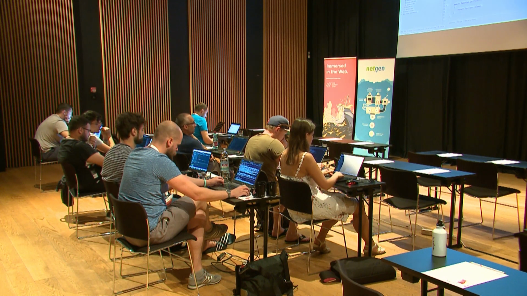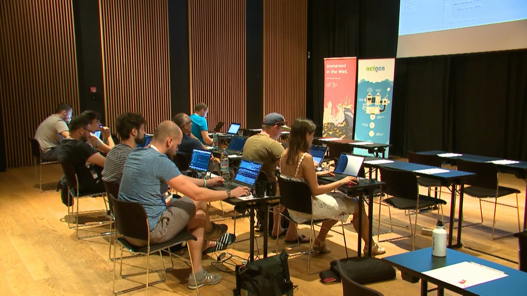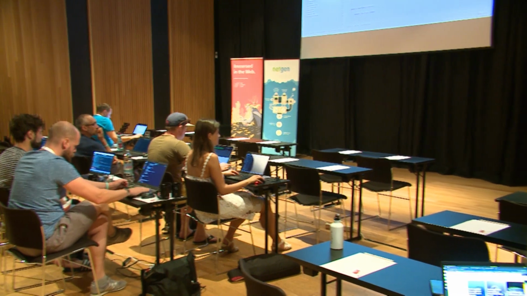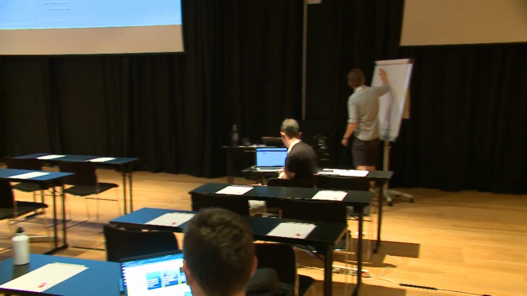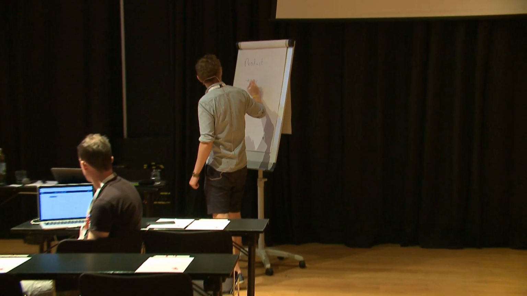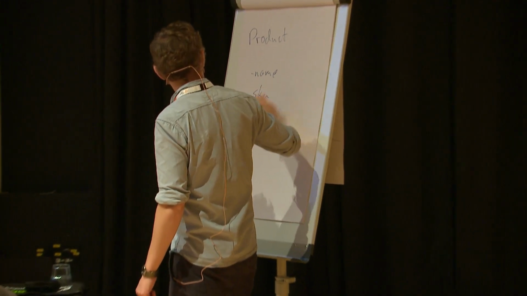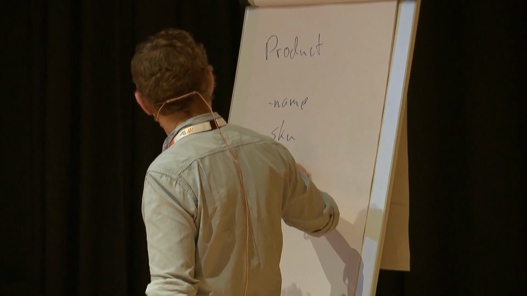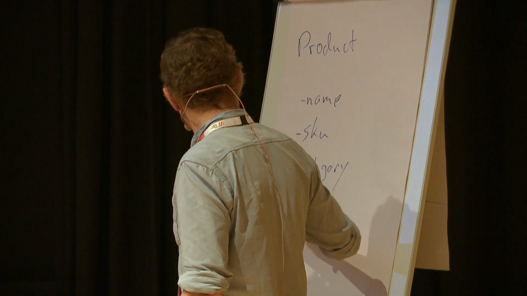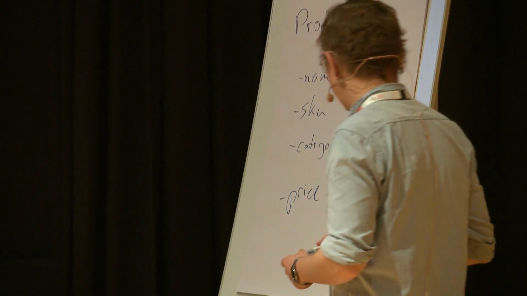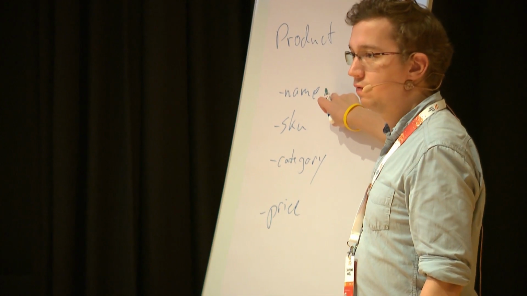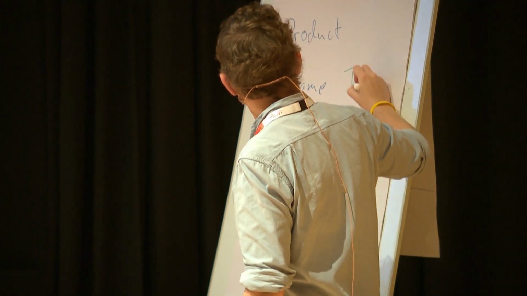So, that's for the SKU identifier, but we still have some work to do, right? What do we have in product? A product as well has a name. It has SKU and a category and a price, right? Something else? The name is a simple string, so we can use text type for that.